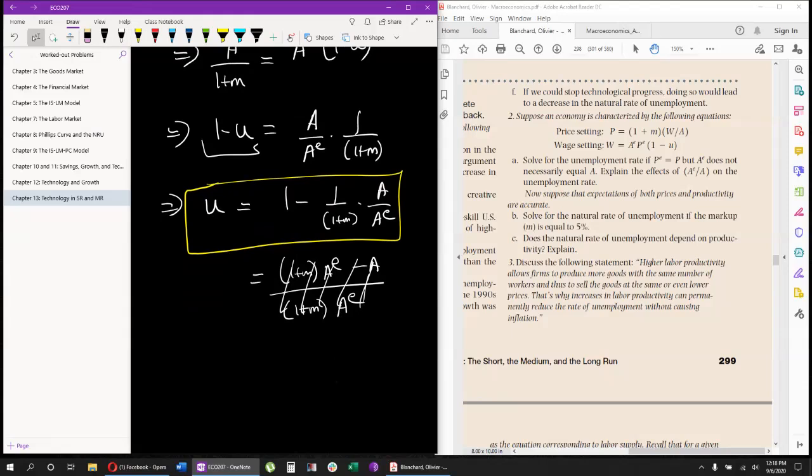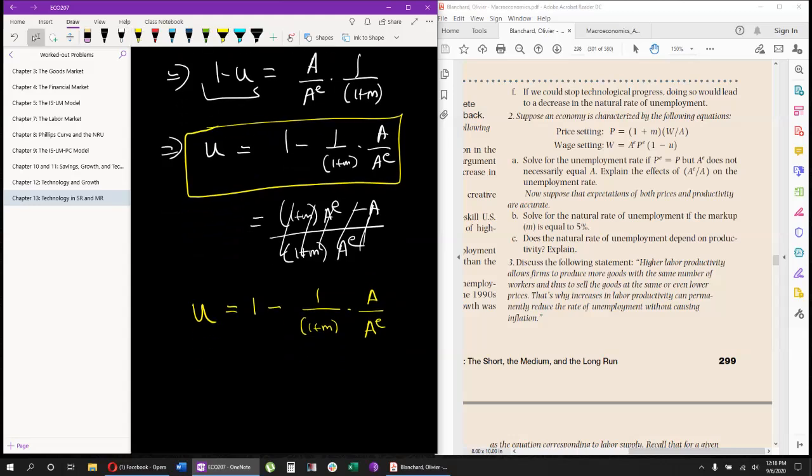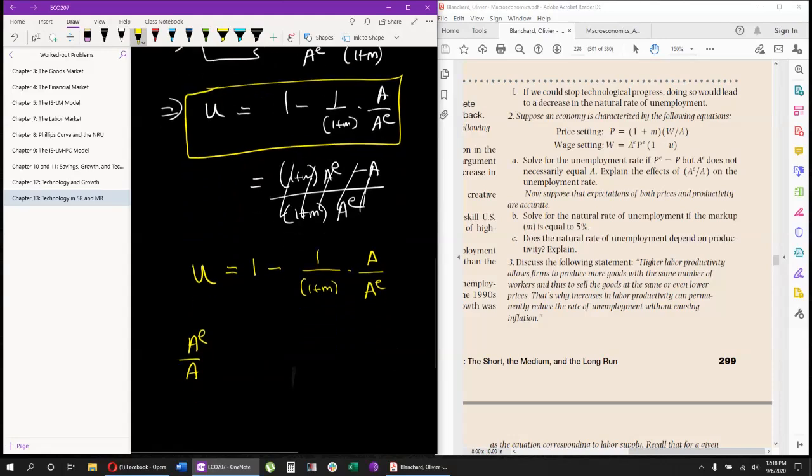So unemployment, let me just write this down again. The rate of unemployment is equal to 1 minus. So we have this, which is the markup. And of course, as the markup goes up, unemployment also goes up. We knew that already from chapter 7. And now we have, in addition, AE. Okay. And the question is, in part A, explain the effect of this on the unemployment rate.